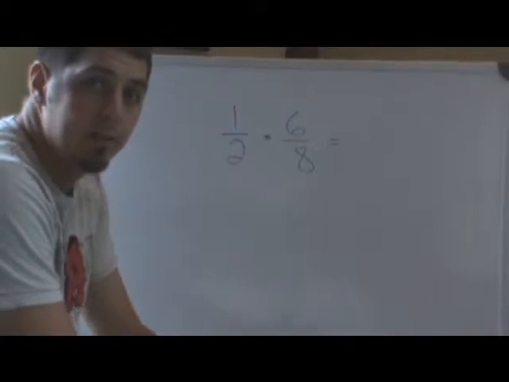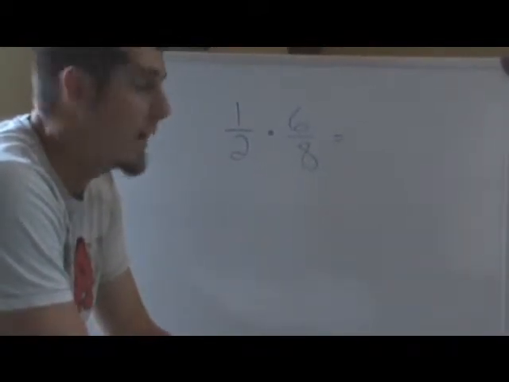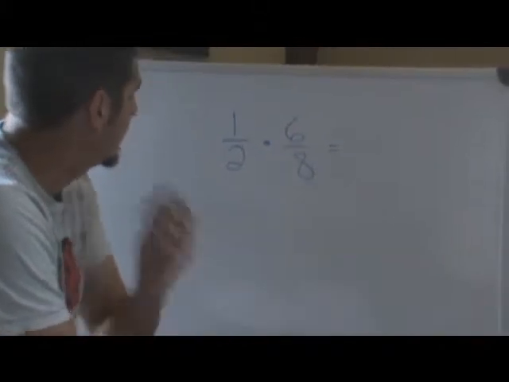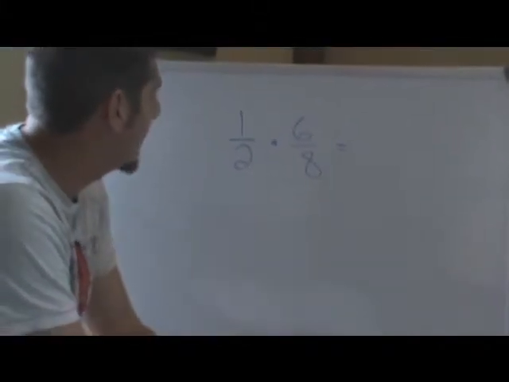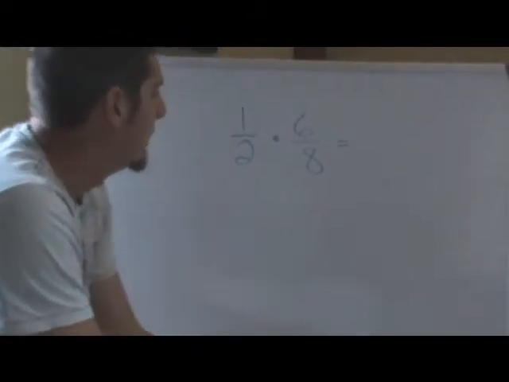Hi, I'm Mr. Kangas, and today we're going to talk about Chapter 5, Section 3, Multiplying Fractions, and we're going to take a look at why you just multiply straight across when you're multiplying fractions.